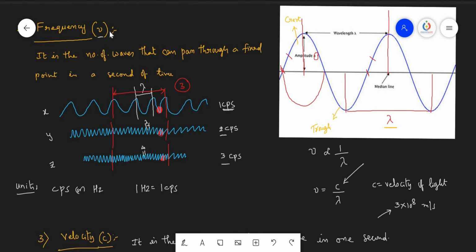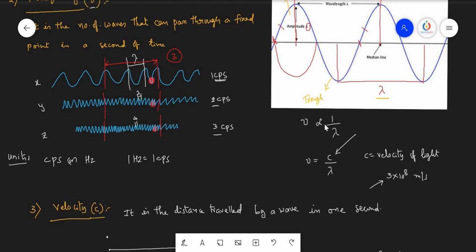Then, what is the relation between the frequency and wavelength? See here, in the case of the first x wave, only one wave is passed through the fixed point, because its wavelength is more. See here, length is more, and here length is less. Here it is still less. When the wavelength is less, the number of waves passed through the fixed point increases. See here, in the case of the x, only one cycle, y 2 cycles, z 3 cycles. So, we can say that frequency is inversely proportional to the wavelength.